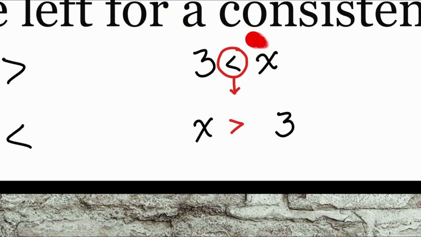Because if you swap the sides, you're swapping the relationship. Here, 3 is less than x. That's the same thing as saying x is greater than 3. So again, if we swap the sides, you flip the symbol. All I did here was take that 3, put it on the right side, the x, put it on the left. And so the less than turns into greater than.